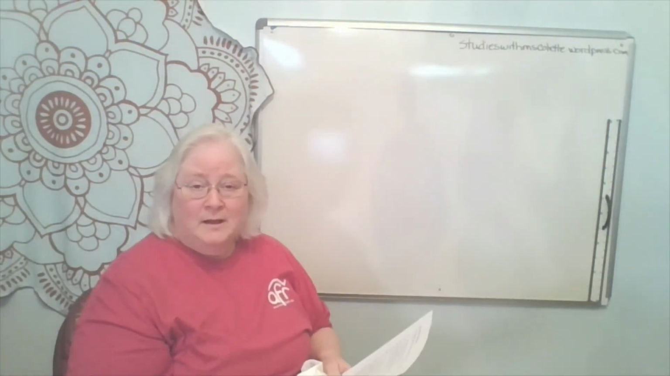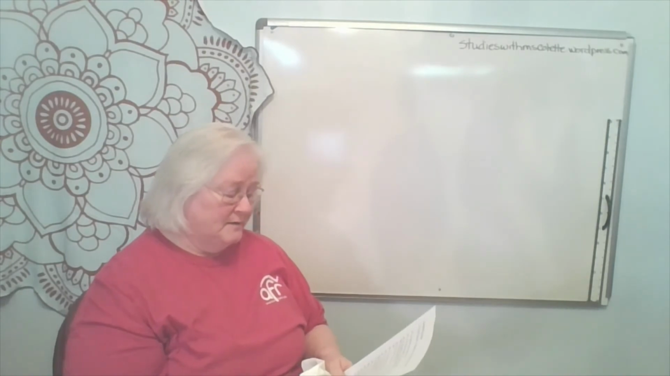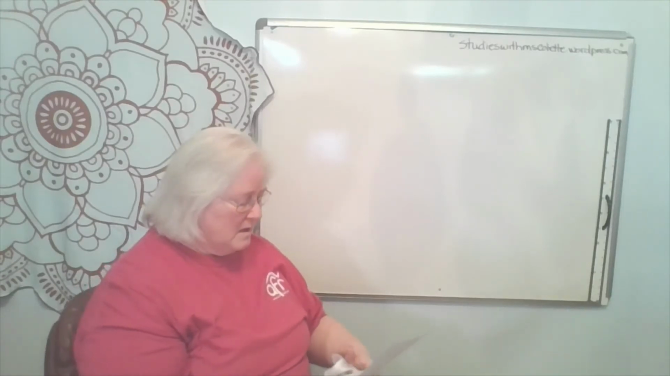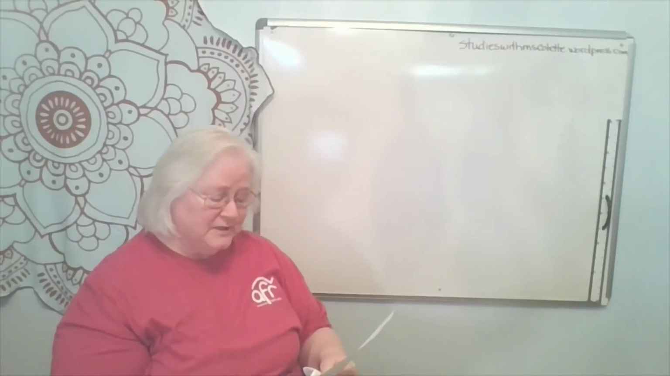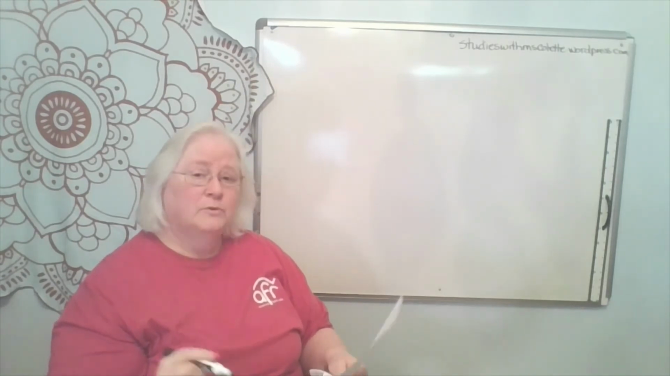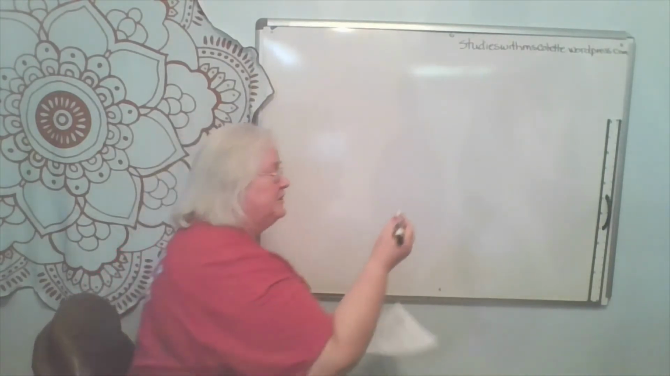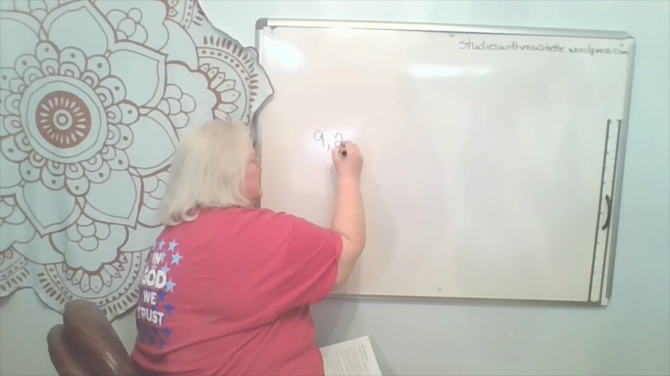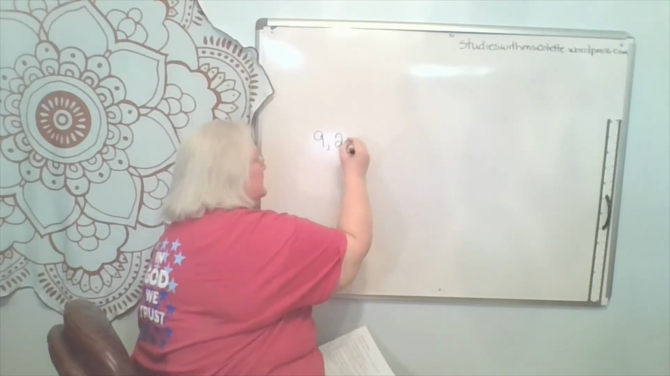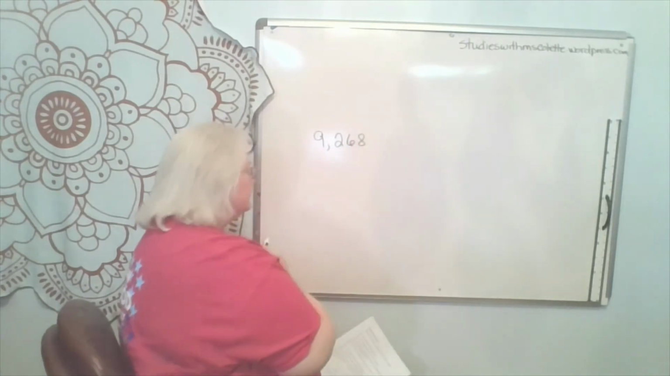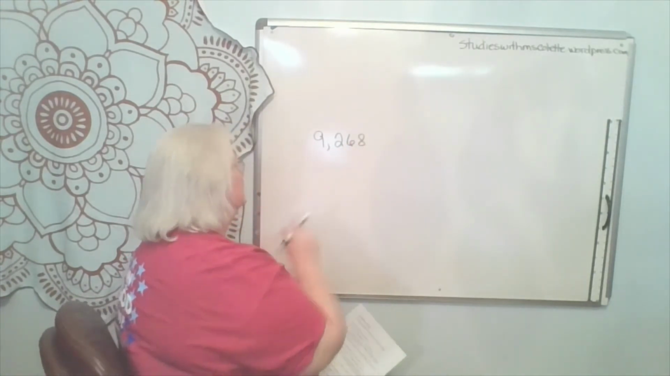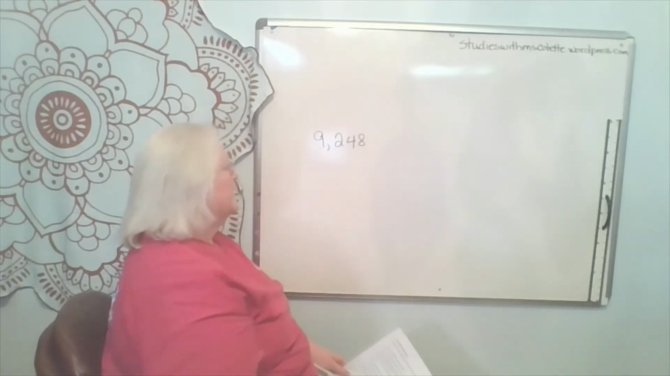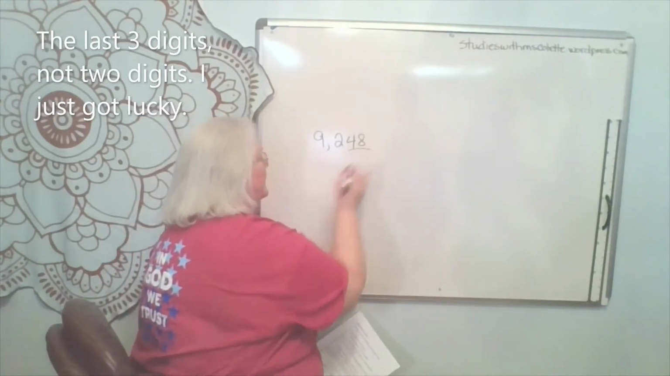Number 8. Pause the video for the rule for number 8. Okay, number 8 says that if the last 3 digits form a number which is divisible by 8, excuse me. So we have 9,248. Sorry, I'm thinking 48, not 68. Okay, so the last 2 digits are 48.